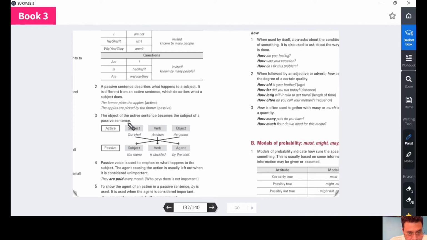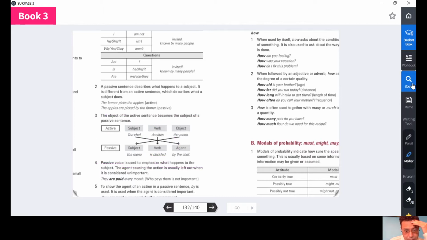Then we have number 3. The object of the active sentence becomes the subject of the passive sentence. This is something that I showed you in the last class, the second virtual class, in which we change the subject to the agent and the object to the subject. And all the time the verb in passive voice is going to be in past participle. If it's a regular verb, no problem, you add ed at the end of the verb. But if it is an irregular verb, be careful, because sometimes the whole verb is going to be different.